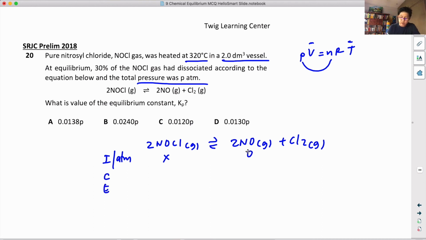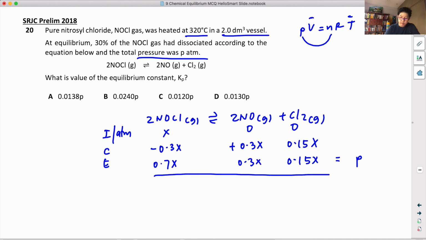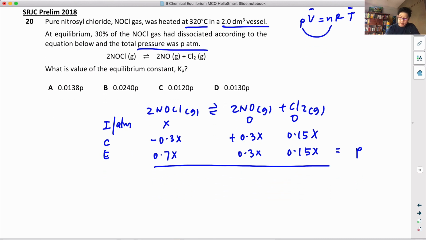So this is x, 0, 0. 30% dissociated is minus 0.3x. This will be plus 0.3x, and this is half of it, 0.15x. So this is 0.7x, 0.3x, 0.15x. You add them all up, this is equals to P. Let me check. 1.15x is actually equals to P.